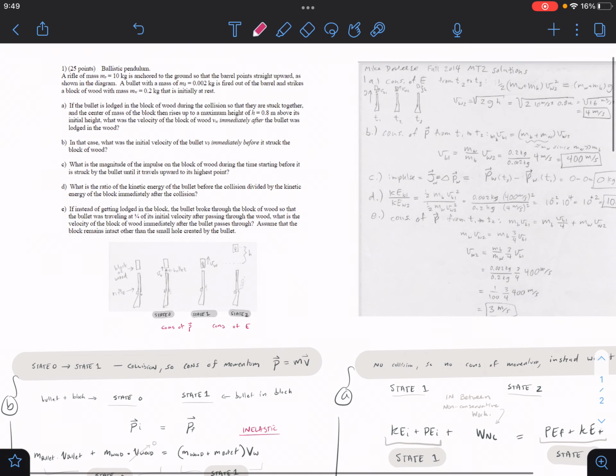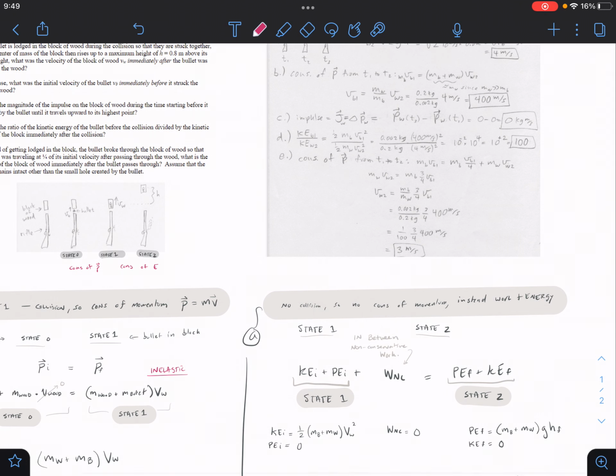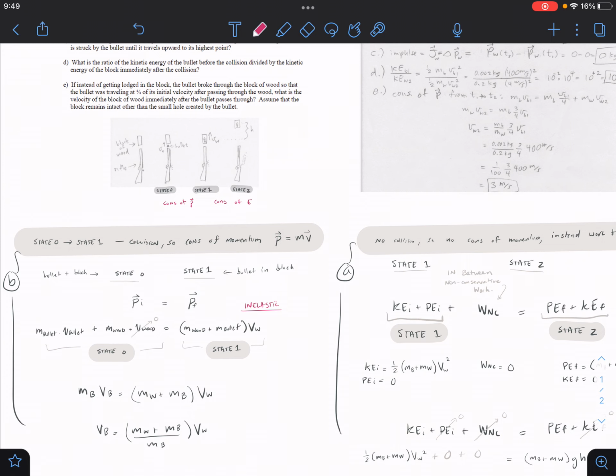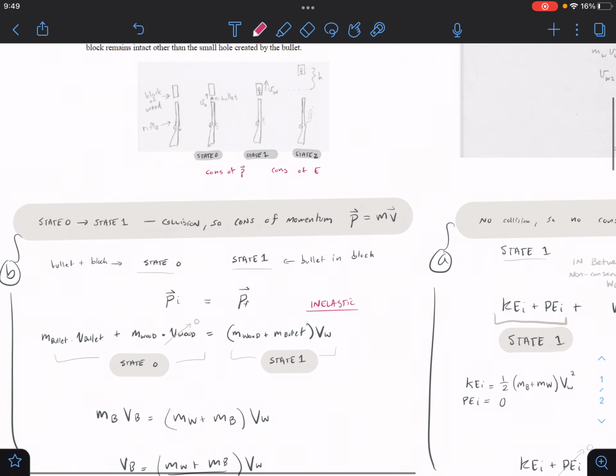Okay, so let's start with, I kind of want to do momentum first, but I know that this is problem B, so we're going to look at problem B first and then number A. Okay, so for problem B, we have this bullet. It's going to collide with the block, and then they're going to move together with a shared velocity.